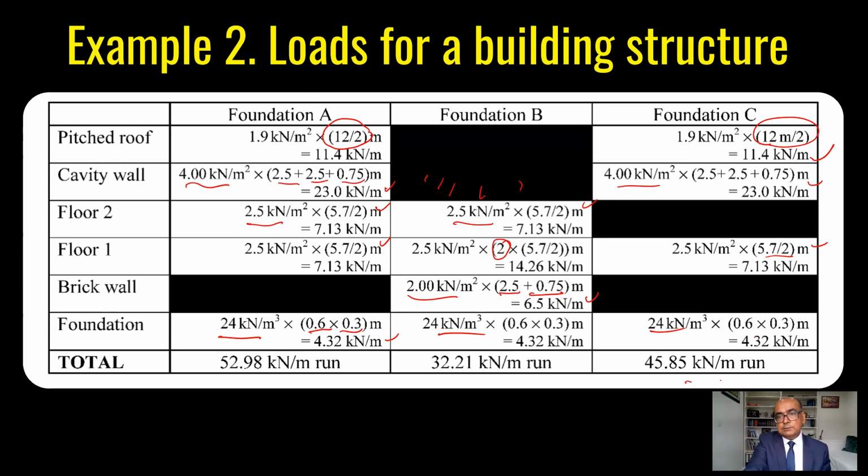Then we'll add up all the forces. Foundation C is taking 45.85, B is taking 32.21, A is taking 52.98. It means that foundation A is taking more load.